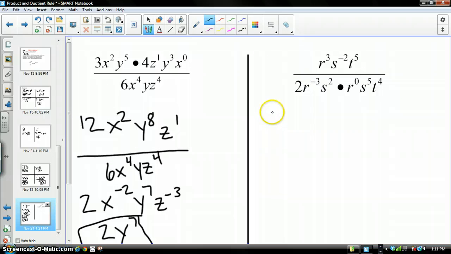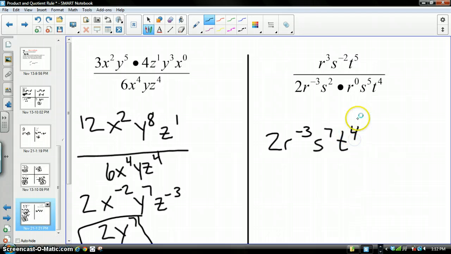Last example here. So once again, take care of our product rule first. So we have 2 r to the negative 3 and 0, so that's negative 3. S squared and s to the 5th is going to be s to the 7th and t to the 4th. So now we just need to rewrite this up here.